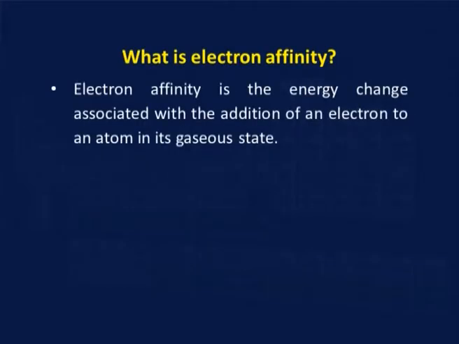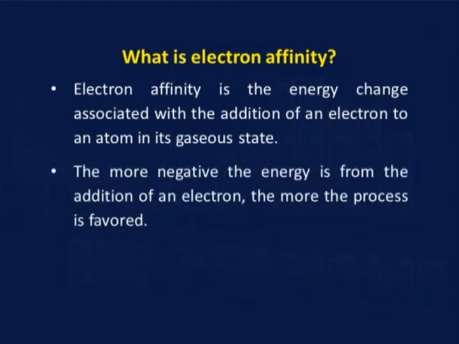So, what is this electron affinity? The electron affinity is the energy change associated with the addition of an electron to an atom in its gaseous state. The more negative the energy change from the addition of an electron, the more the process is favored. Here, the atom has a tendency to gain the electron, and when it gains the electron, energy is liberated. If the magnitude of energy liberated is high, that shows this process is favored, and the anion formed by this addition of electron will be more stable.